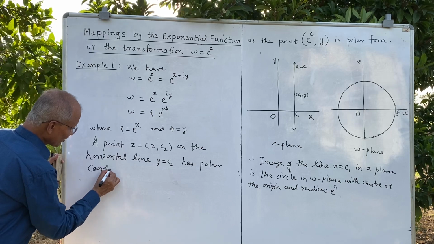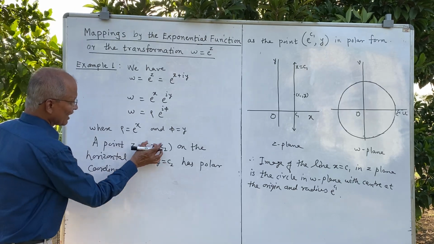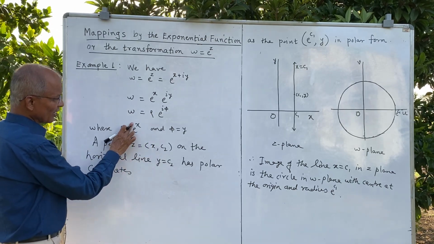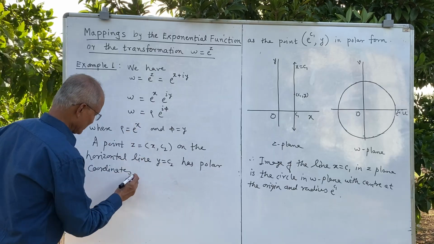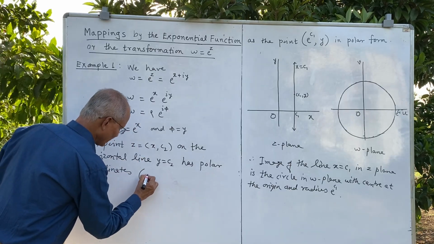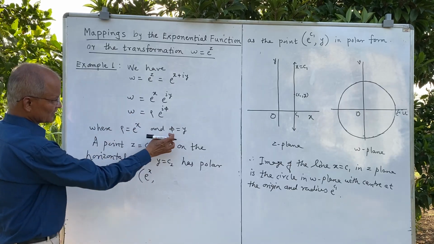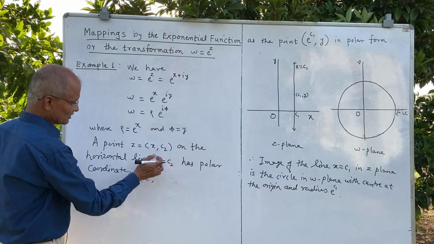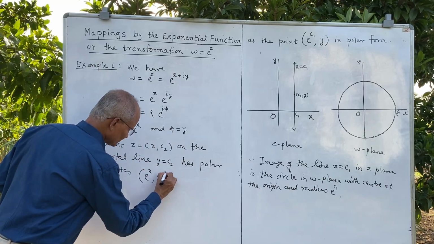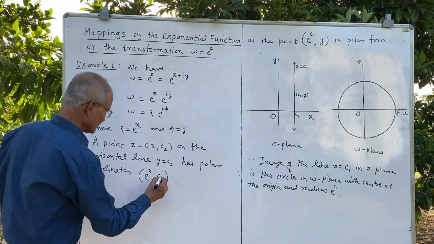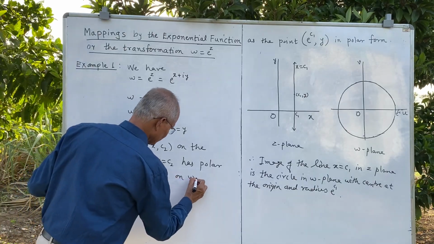Now what will be the polar coordinates of this point according to this? Rho is e power x, and this phi is y, that is C2, on the W plane.